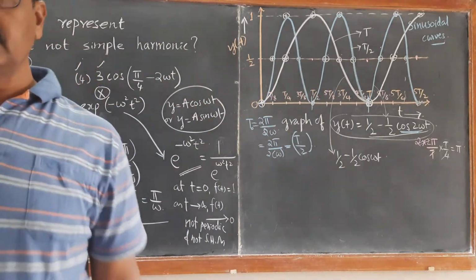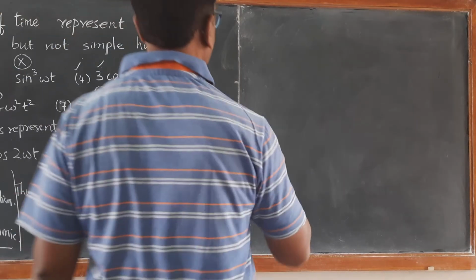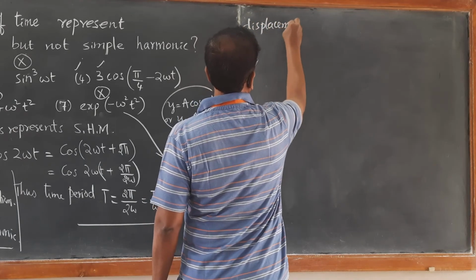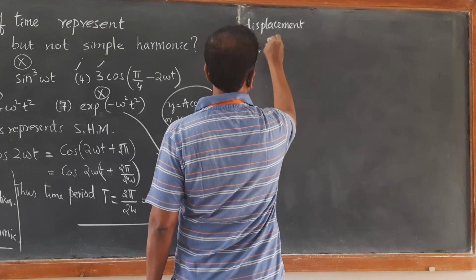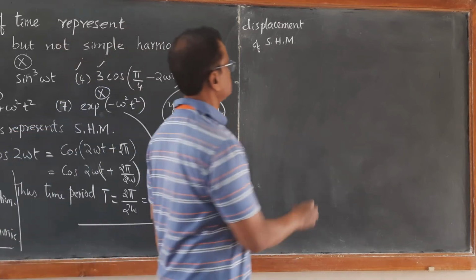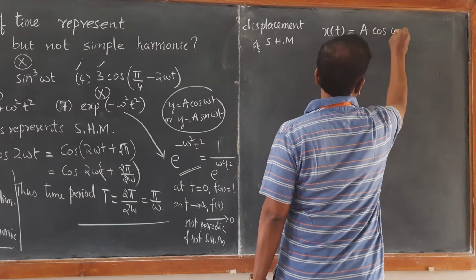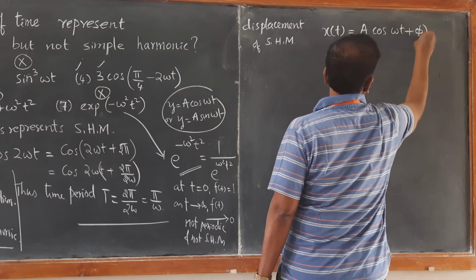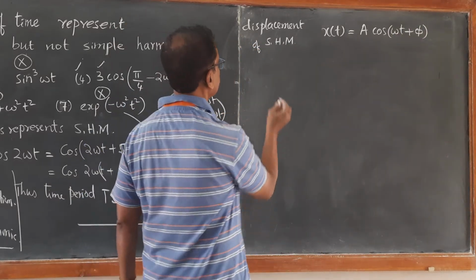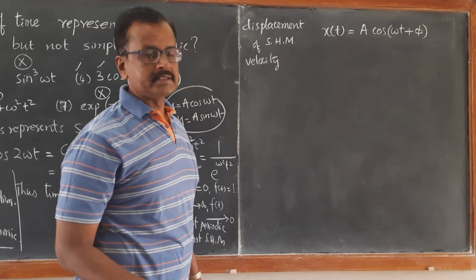Now let us learn the velocity and acceleration of simple harmonic motion. So we have the displacement function of a body in simple harmonic motion, x of t equal to A cos omega t plus phi. Now we want to find out the velocity of a particle in SHM.